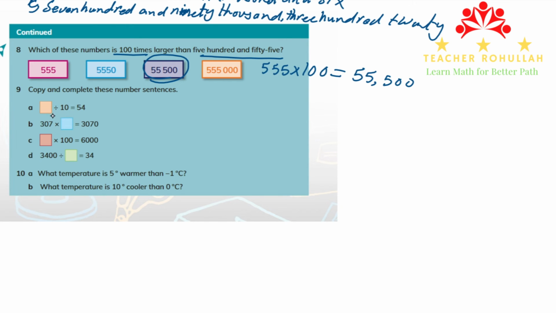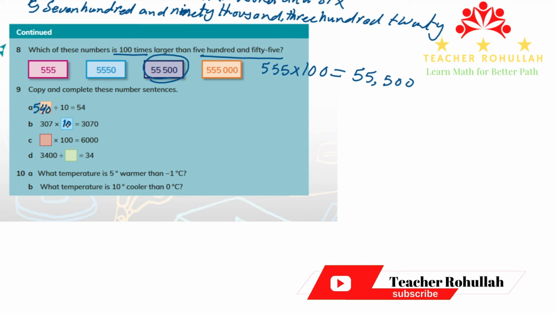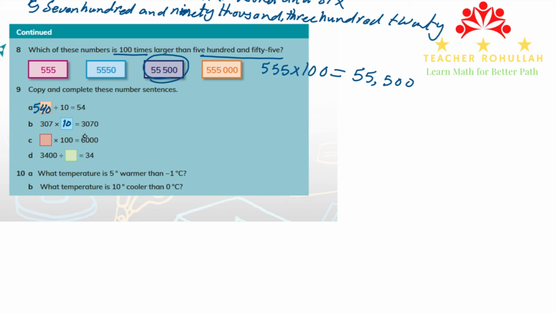Here it says, what number divided by 10 gives us 54? You know, when you divide a number by 10, you remove zeros from that number. So in this case, we have 10 over here. So the number that can be divided by 10 and gives us 54 is 540, because a 0 of this goes out by the 0 of 10 and we get 54. In part B, we have 307 times a number equals 3070. So for sure, that number is multiplied by 10. Because if we multiply it by 10, we add a 0 to the right of the number that we have over here.